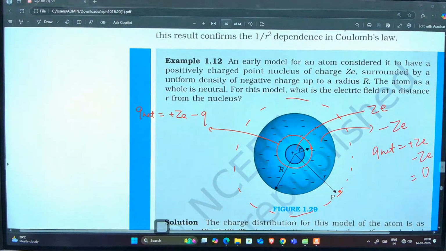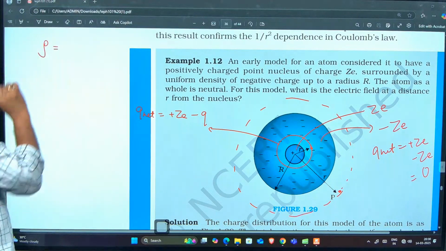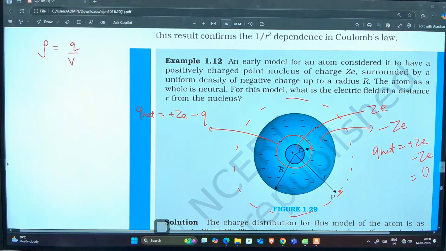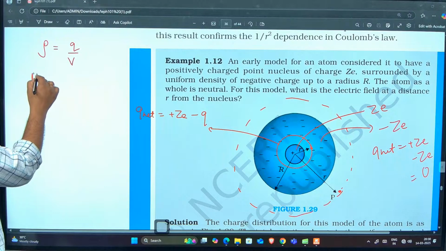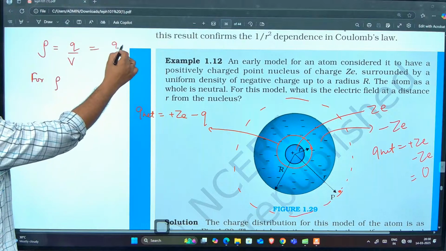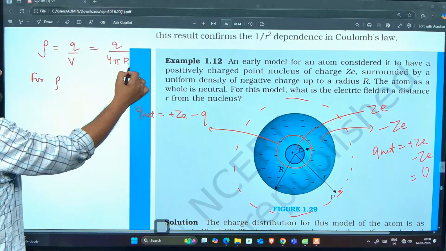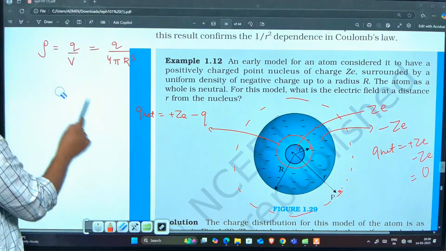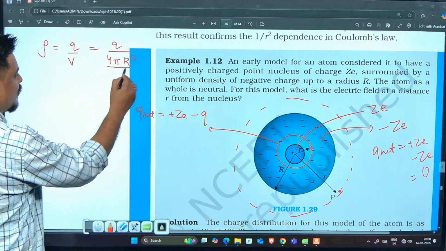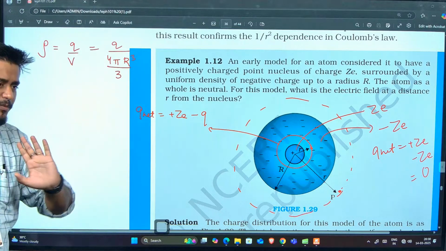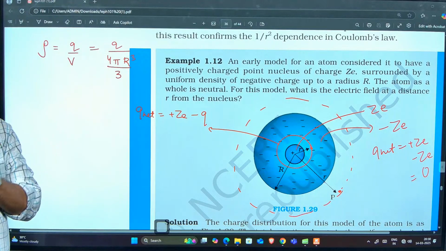I'll say about that. What is rho? Volume. So for the entire sphere, I can write rho is equal to Q by 4 by 3 pi R cube. Obviously 4 by 3, sorry. 4 by 3 pi R cube is the volume, and rho is the volume charge density of this shell. Do you agree with me?